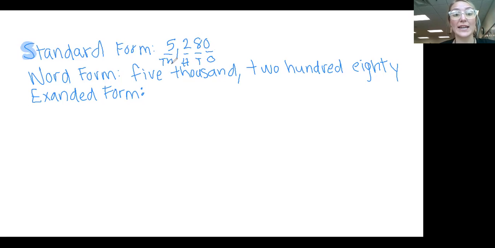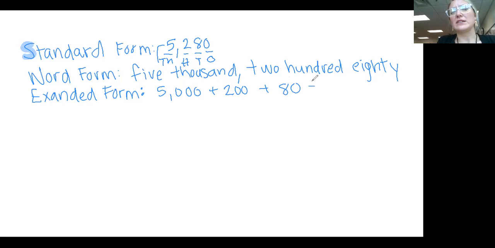All right, now I can go ahead and do my expanded form. I'm going to start with the largest place value. There are 5 thousands. So I write the number 5,000. Then I write a plus sign. The second place value is hundreds. There are 2 hundreds. So I write the number 200. There are 8 tens. 80 is the same as 8 tens. If I count by tens 8 times, I will get 80. And there are 0 in the ones place.